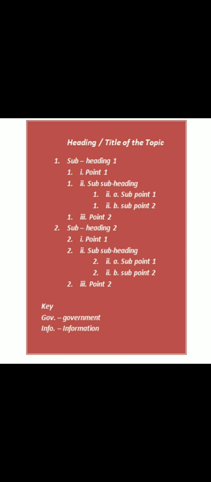And wherever you have used those keys, you just mention at the bottom which key you have used for which word. Like somewhere you have written government, so you have used GOV for government. This also consists of 1 mark. Fine, 1 mark for heading, 1 mark for key of abbreviations, and 2 marks for your subheadings. So this is how these 4 marks are divided in note making.